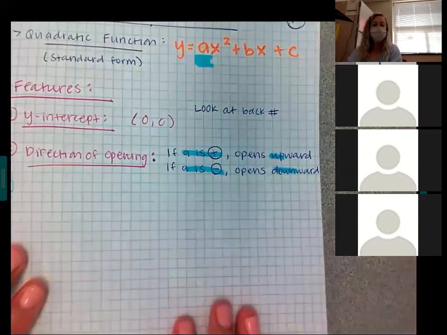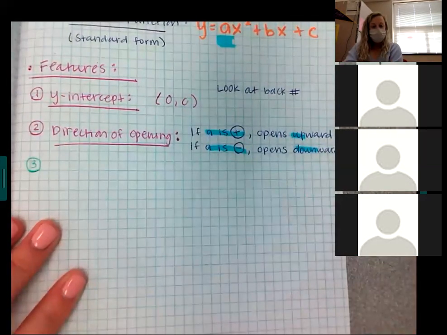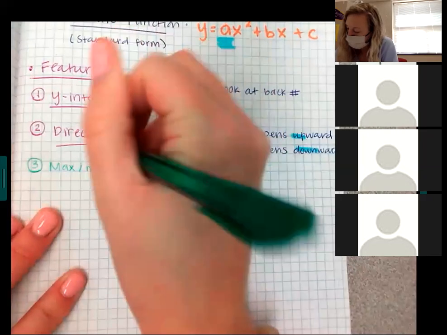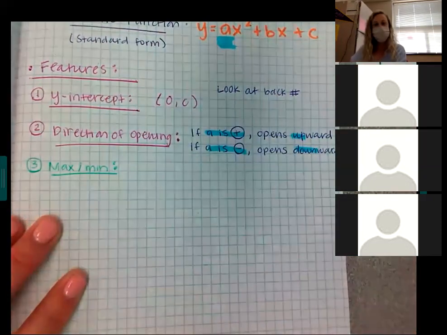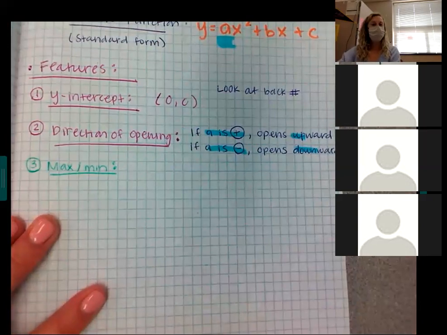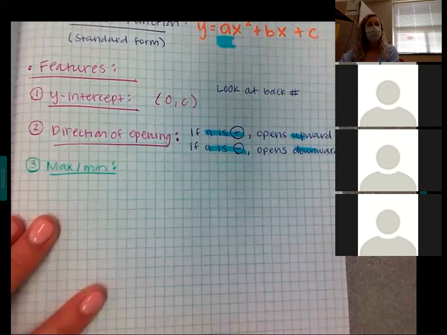So for the third feature, let's see, we did opening and y-intercept, so let's do this one next. Finding out if it has a max or min. So I'm not asking you to actually find the max or min. We're just talking about how do you figure out which one it'll have. So what do y'all think? How could we figure out if it'll have a maximum or a minimum vertex?